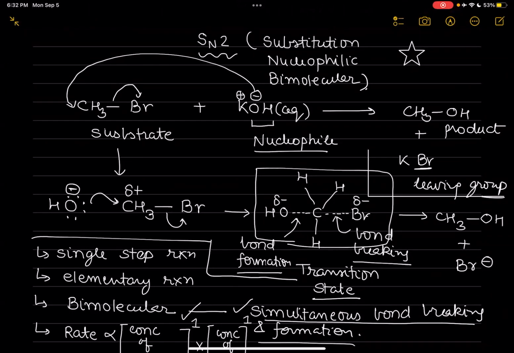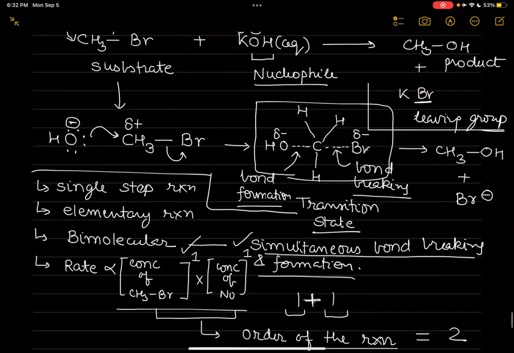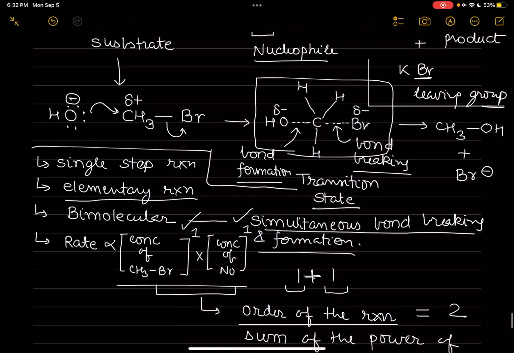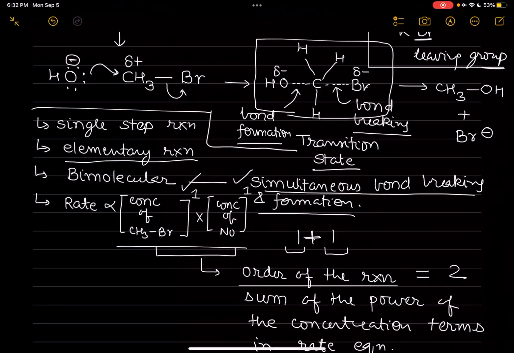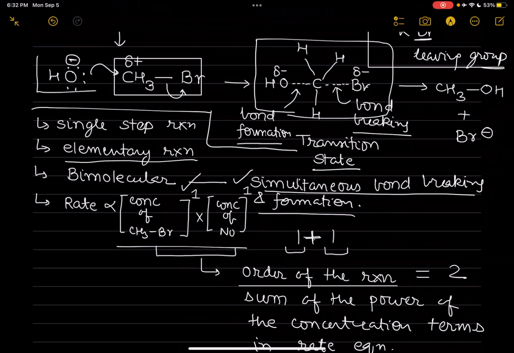In one step, the nucleophile comes and the leaving group goes out. And look here, the bond is forming and breaking to get the product. Such reactions are also known as elementary reactions, which take place in one step. Because the two molecules are colliding with each other, the rate of reaction depends upon the concentration of CH3Br as well as this one. The concentration of both of them is important.